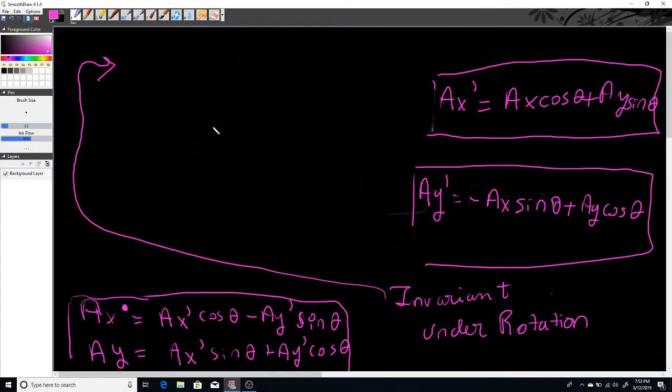What has to be true is that a of x prime squared plus a of y prime squared is equal to a of x squared plus a of y squared. Therefore, the vector has never changed because the magnitude is always the same. The way that I can show this to you is actually quite simple.